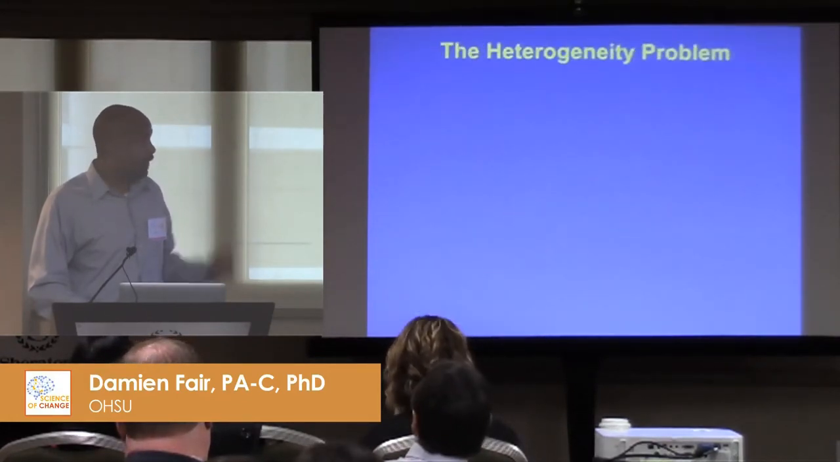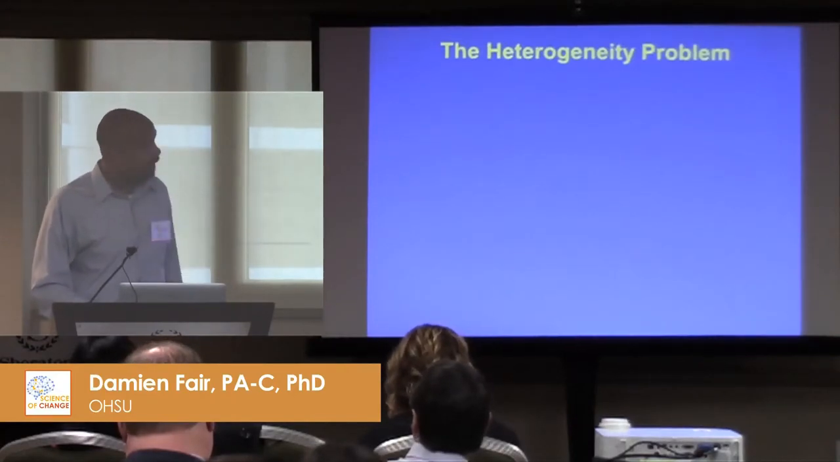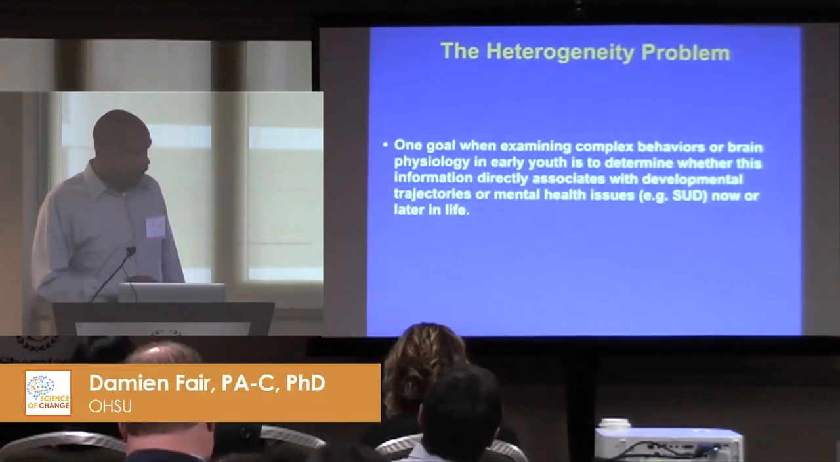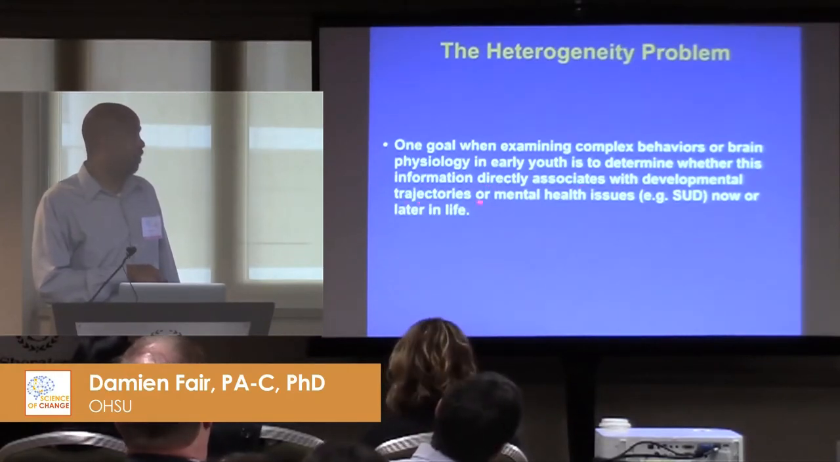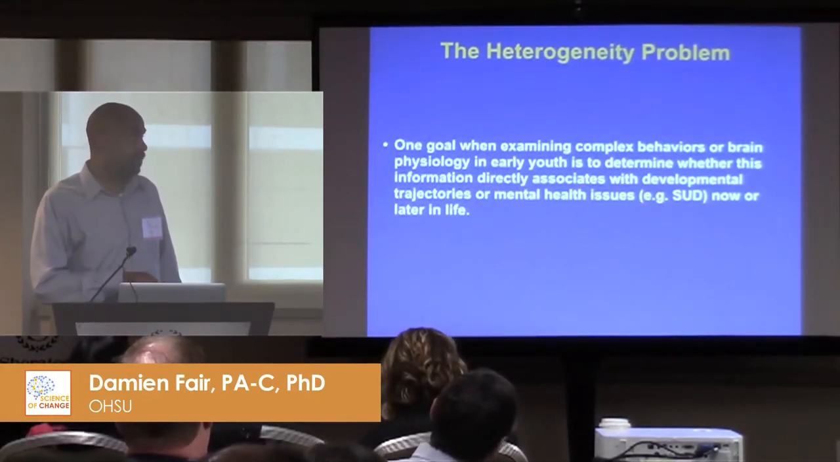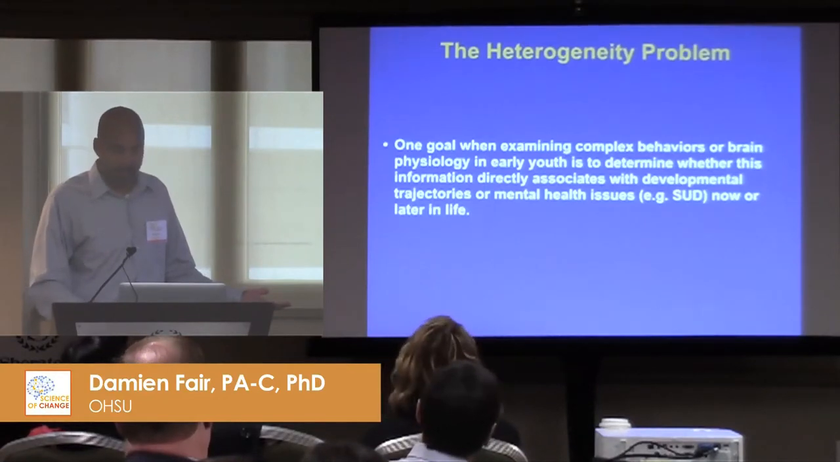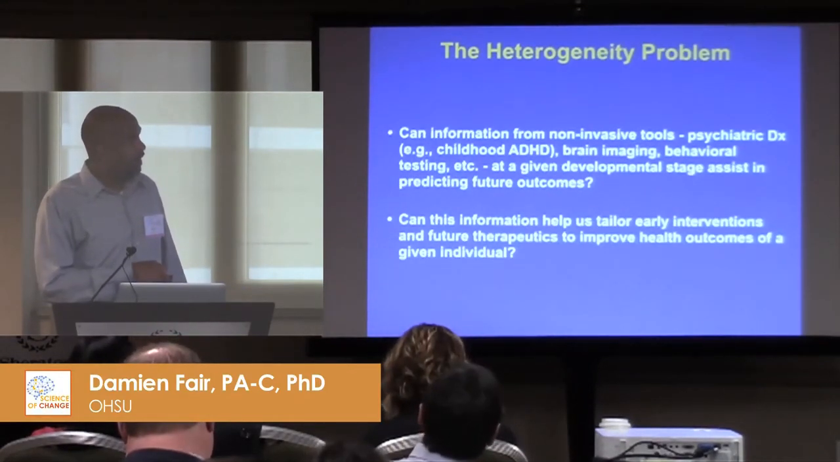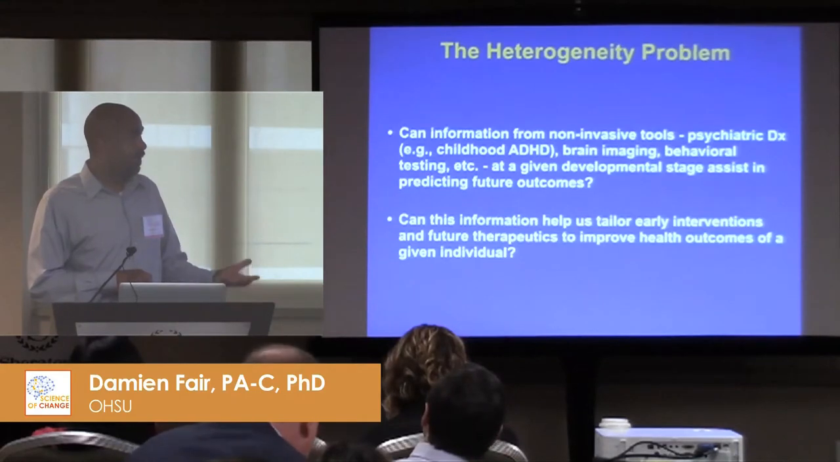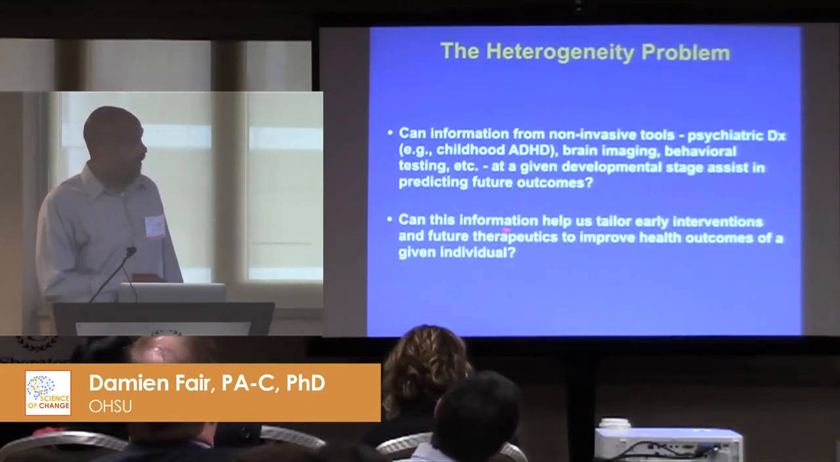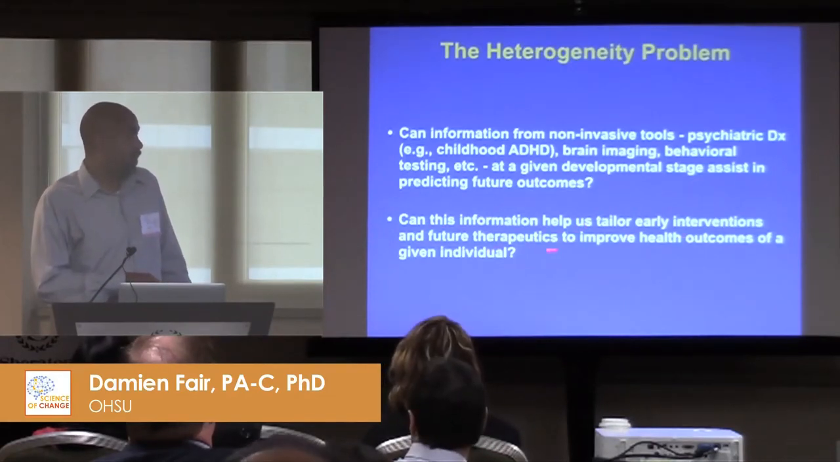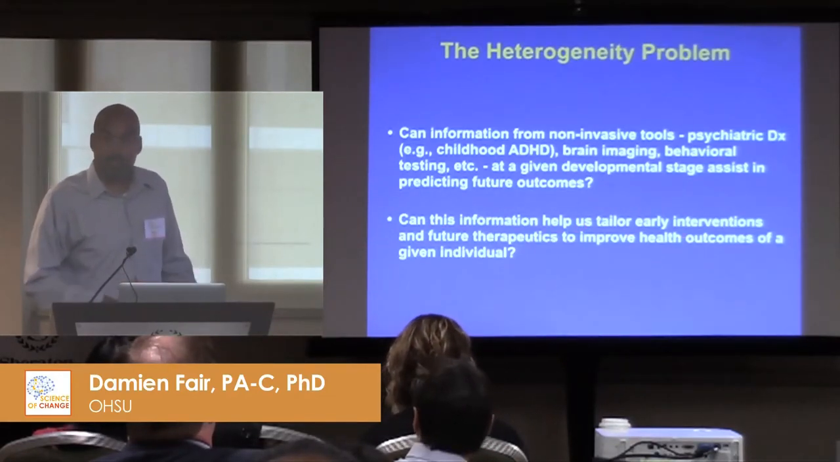So population heterogeneity. What is the heterogeneity problem? One goal when we're examining complex behaviors or brain physiology in youth is to determine whether the information directly associates with developmental trajectories or mental health issues like substance use disorders now or later in life, right? In other words, can the information from these tools at a given developmental stage assist in predicting some future outcome? Can it help us tailor earlier interventions and future therapeutics to improve health outcomes of a given individual?